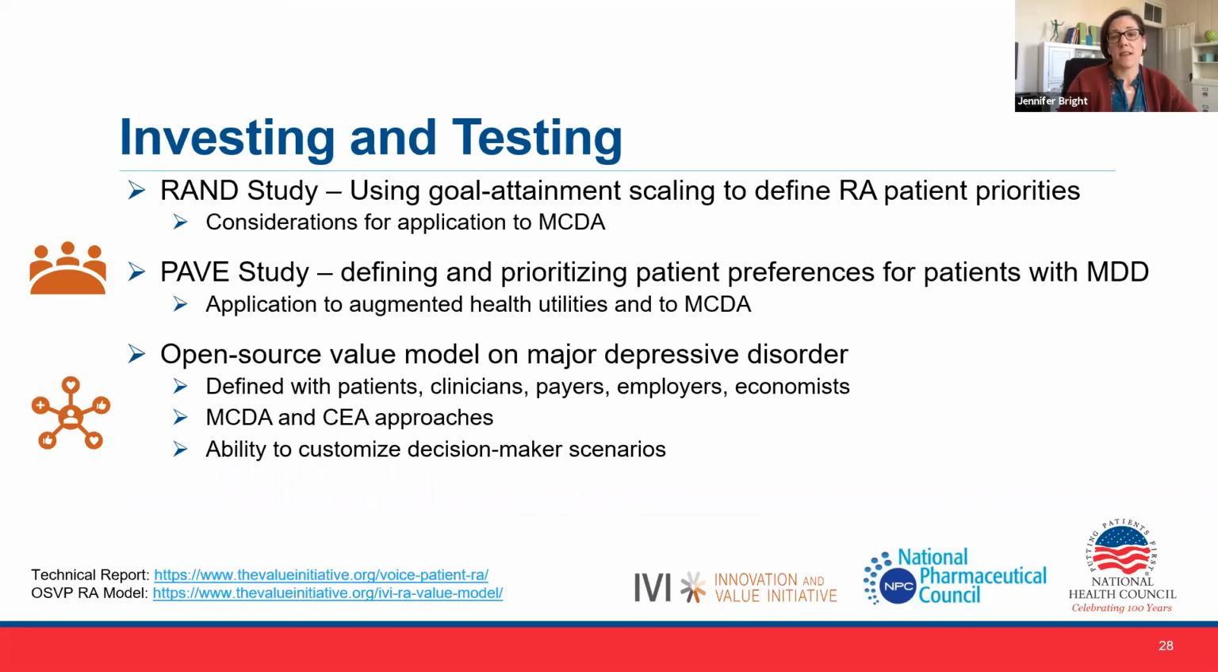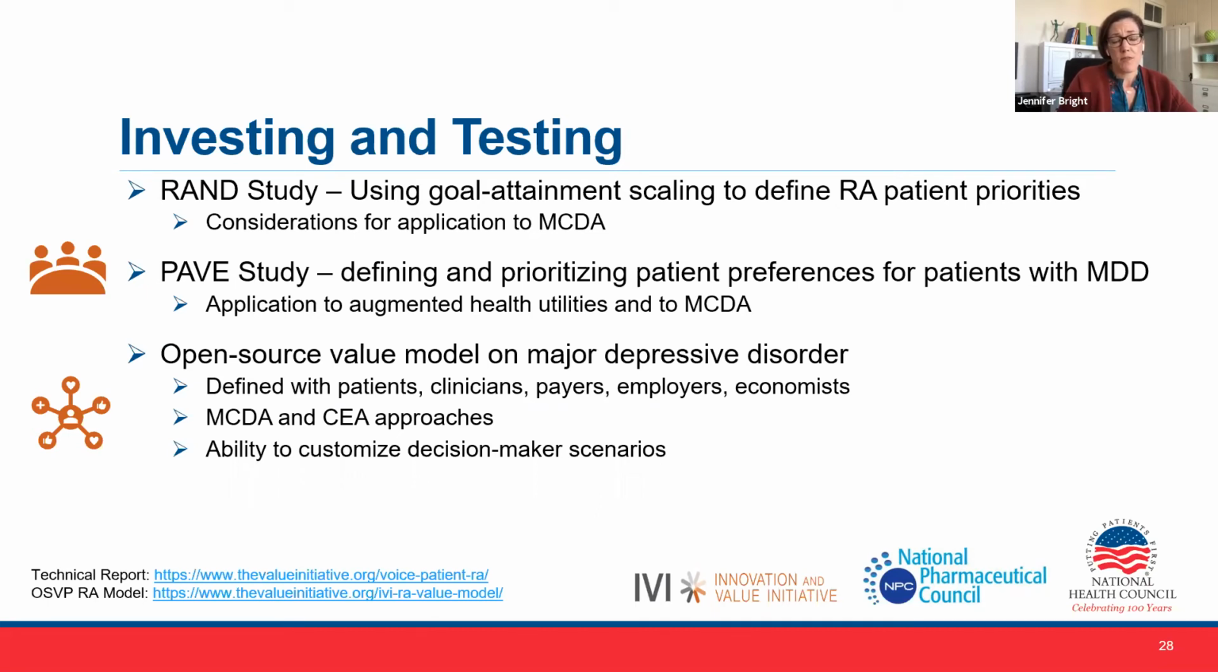So we are currently investing in some next phase research. First, we're working with RAND to use a different approach to something called goal attainment scaling, which again is a method that's been around for decades, and working with the rheumatoid arthritis patient community to refine a set of preferences that could be applied to an MCDA analysis. So it's a little more rigorous research methodology to find inputs for an MCDA analysis in this disease state.